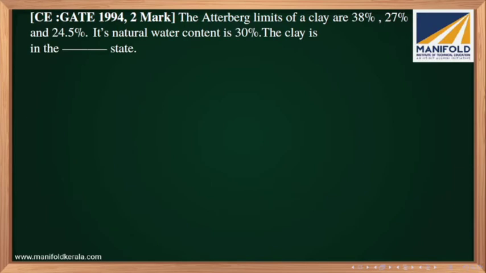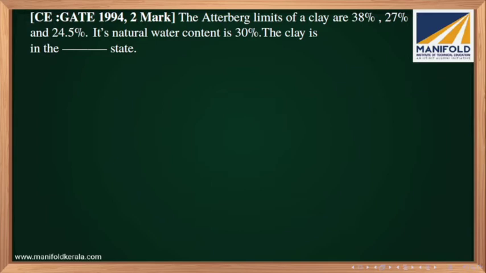Moving to the next question. The Atterberg limits of a clay are given as 38%, 27% and 24%. The natural water content is given as 30%. This clay is in which state?